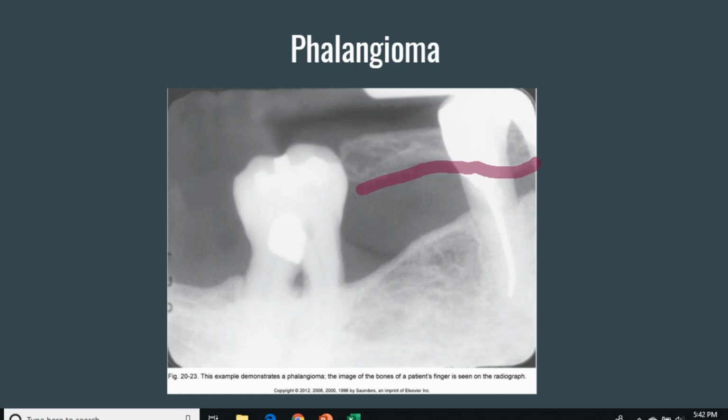So to prevent this from happening, make sure that the patient's finger is placed behind the film, not in front of it. So in this particular case, that patient, their finger was basically up against the tooth. If they're going to hold the film, which isn't typically recommended, that finger should be behind the film.